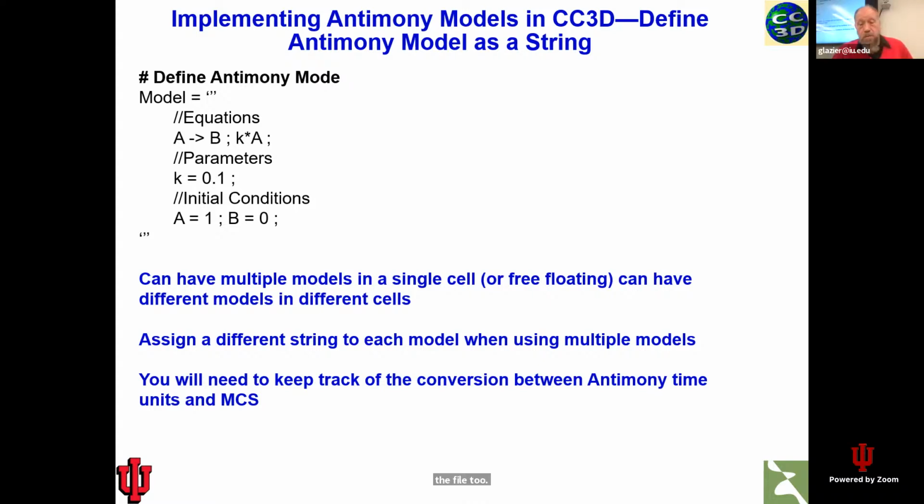And if you're going to use multiple models, then you have to have multiple strings or multiple sources. One thing is that you have to keep track of the conversion between antimony time units and CompuCell Monte Carlo step time units. I have a couple of slides which are hidden, which go into some best practice on that, but I'm not going to belabor that today.